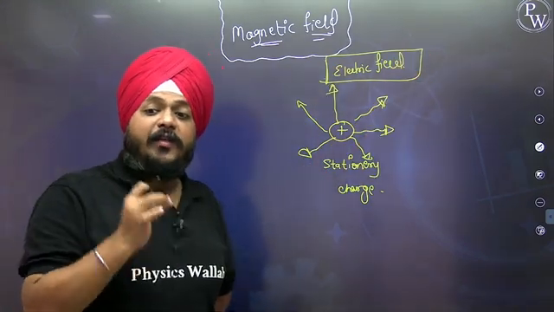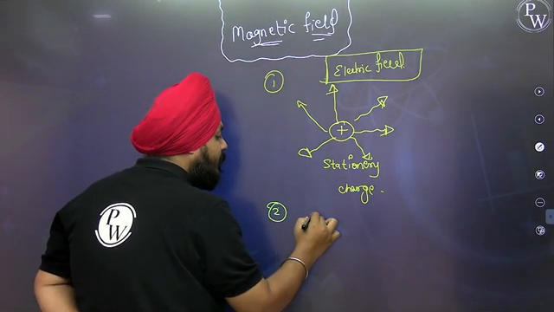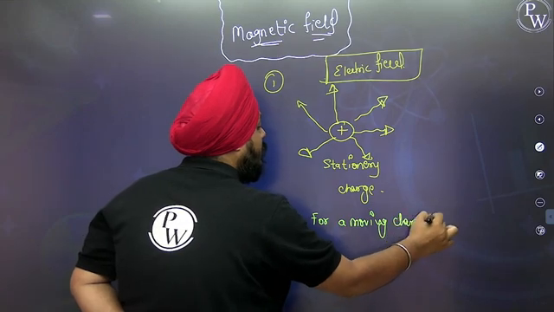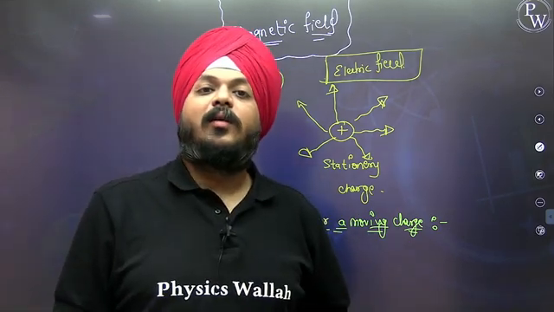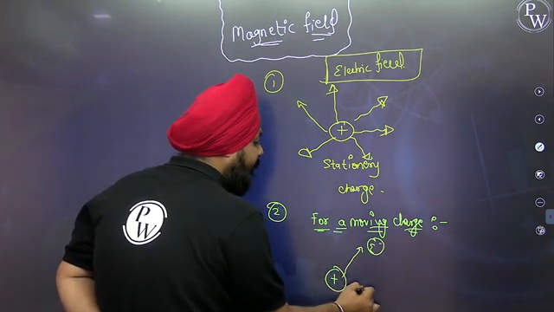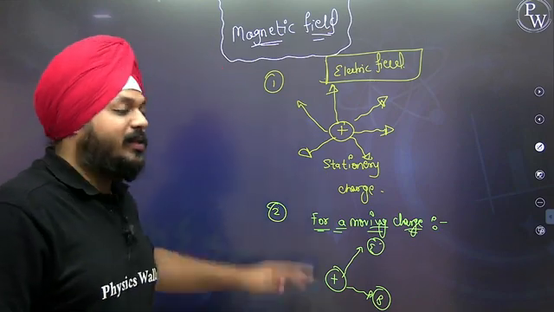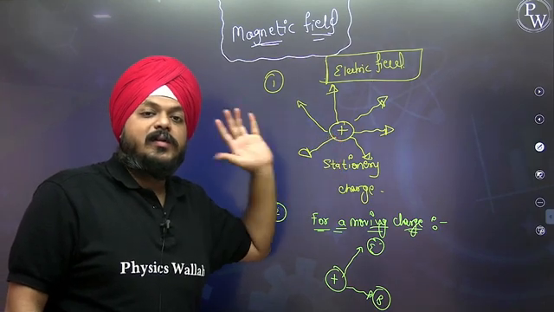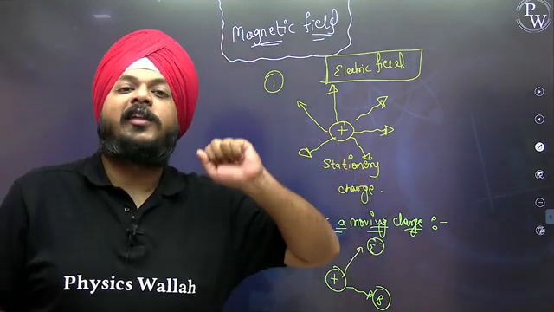But whenever the charge is moving, this is the first point that we want to convey. The second point is all about the moving charge. For a moving charge, what happens? The moving charge is going to show the electric field and magnetic field both. A stationary charge shows the electrostatic effect only. On the basis of that, we understood the potential energy, the electrostatic potential, the electric field, its forms and characteristics.